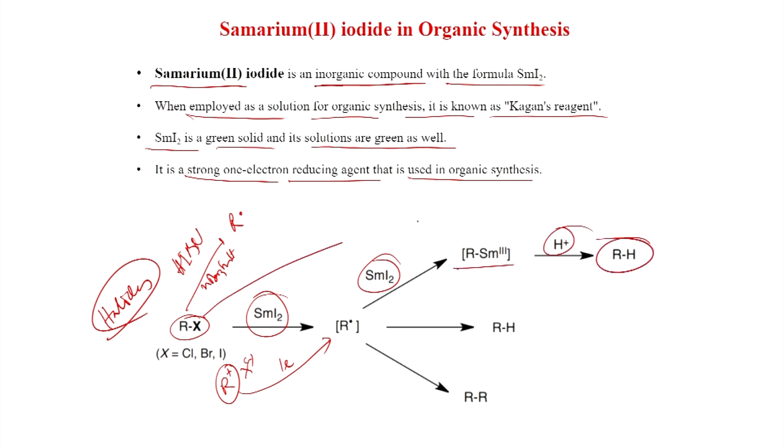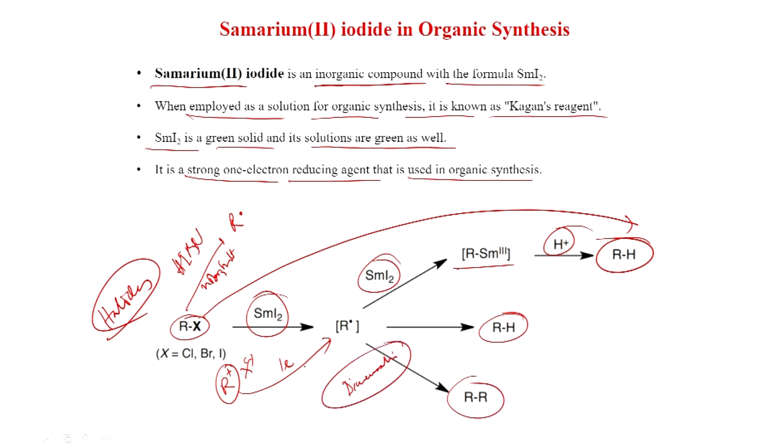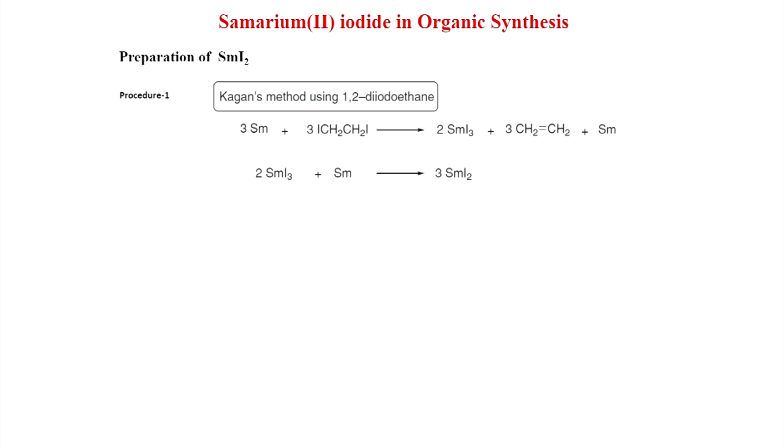So, RX can be converted to RH, also R-SmI2 can go to R radical, and this is the dimerization. So, radical forms, then it can carry out many kinds of reactions, that also we will see later, that R-SmI2 can be used for different carbon-carbon as well as carbon-heteroatom bond formations. So, first we will discuss preparation of samarium iodide.